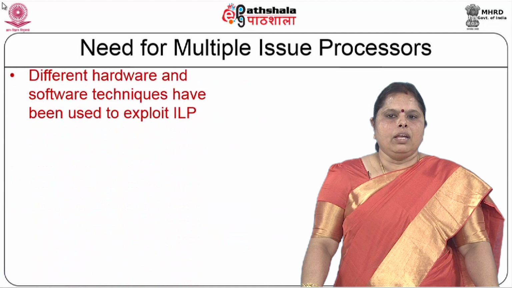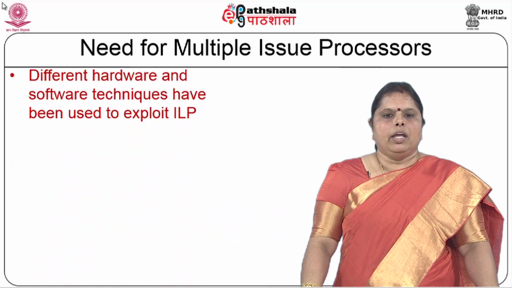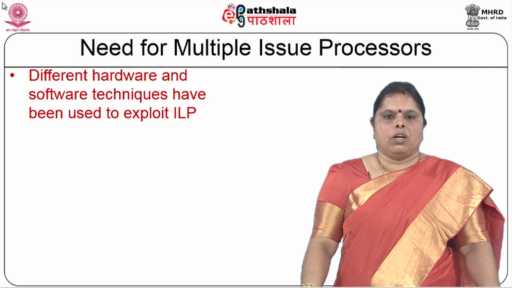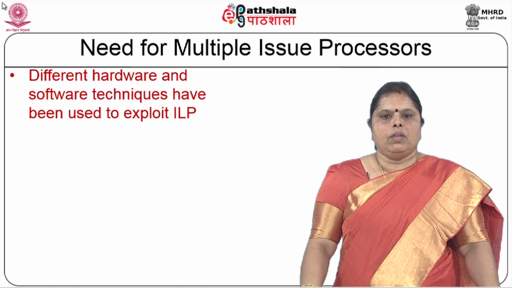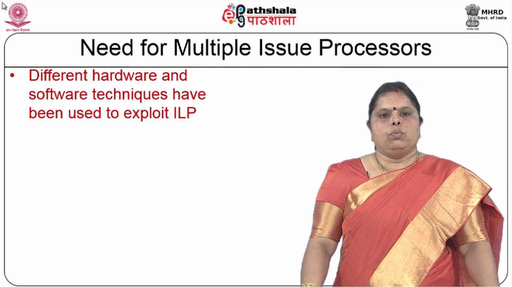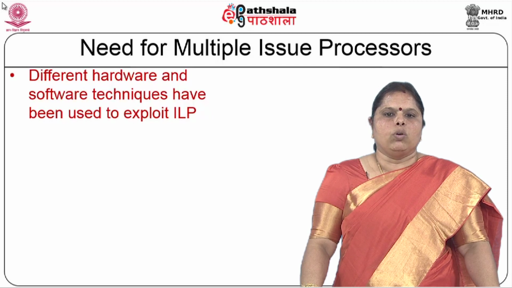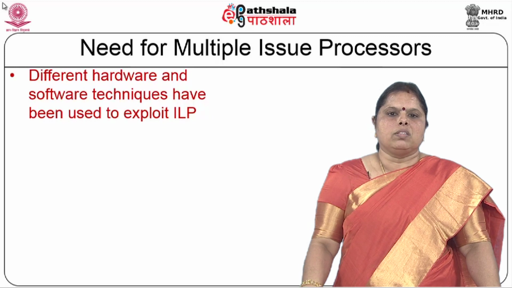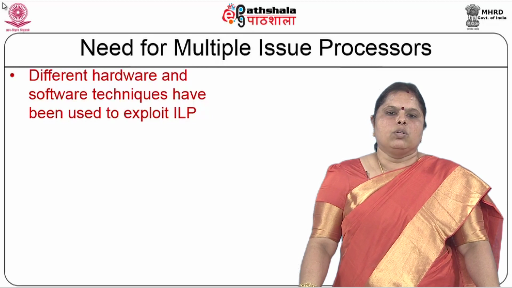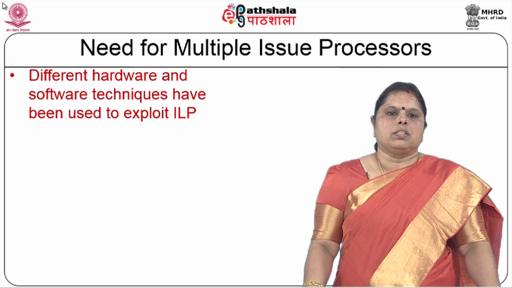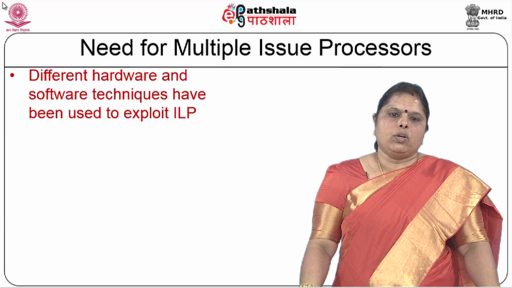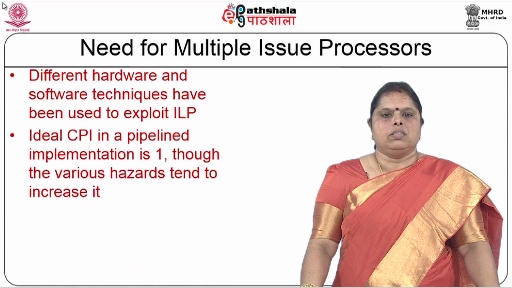So, if you look at the need for multiple issue processors, in all the modules that we have discussed so far, we have looked at different techniques for exploiting instruction level parallelism, both at the hardware level as well as the software level. And with so much exploitation of ILP happening, we are still issuing only one instruction every clock cycle, and what we expect is one instruction to finish every clock cycle. So, the maximum that we can expect is a CPI value of 1, in spite of whatever hardware and software techniques that we exploit.